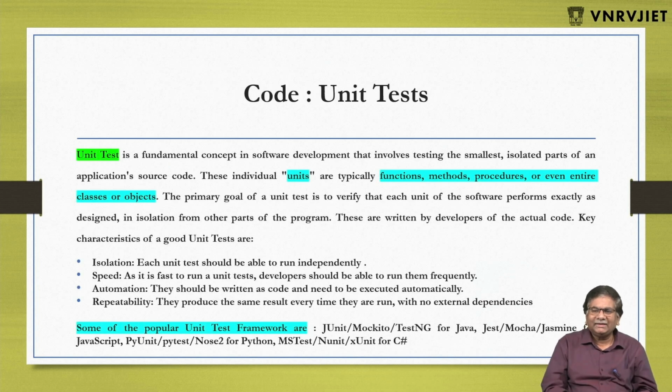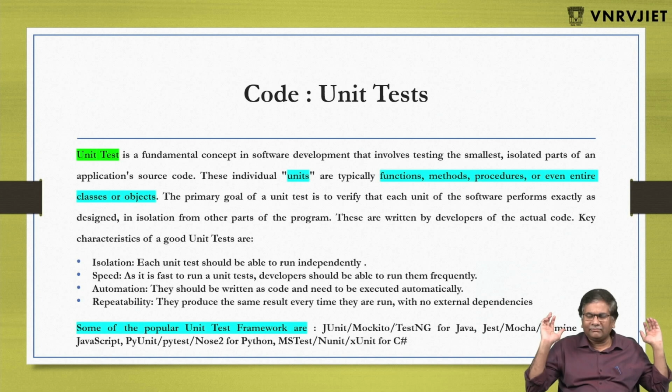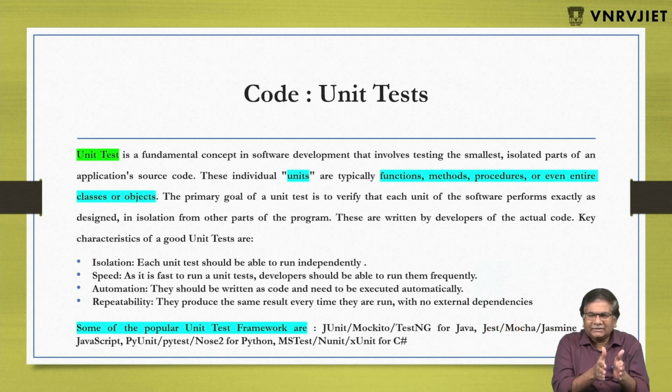Now, the next part is unit tests. So developers also write unit tests. Unit test is a fundamental concept in software development that involves testing the smallest isolated parts of an application's source code. These individual units are typically functions, methods, procedures, or even entire classes or objects. So basically, like I said in my last presentation, unit tests are nothing but tests. But those tests are not for a large piece of code. They are for a small piece of code.